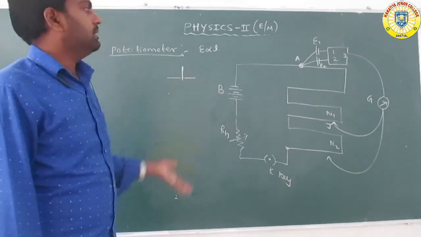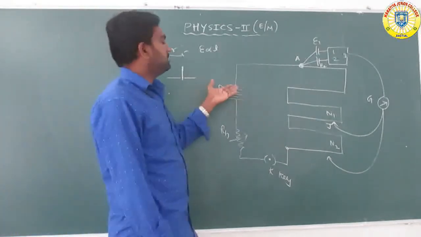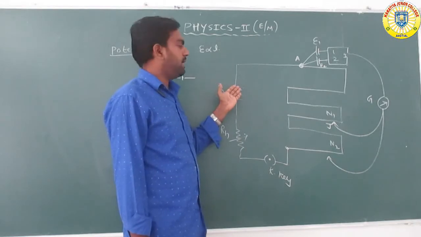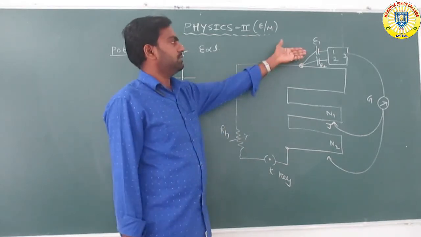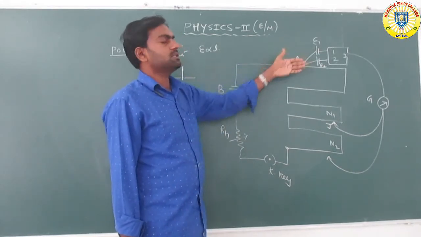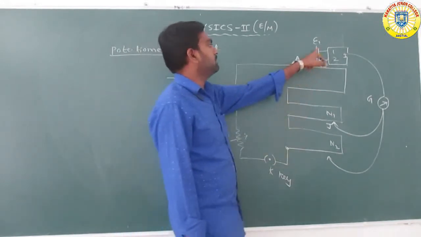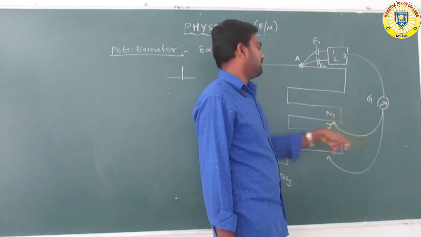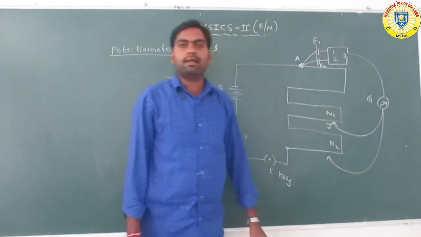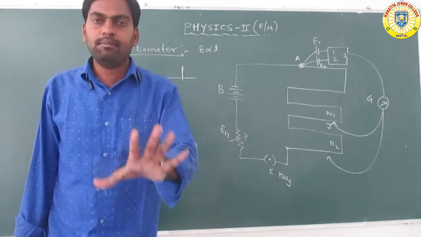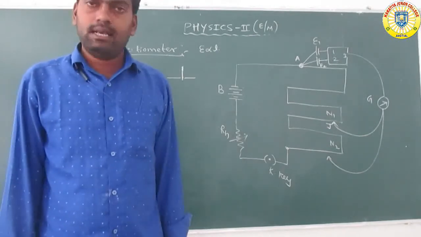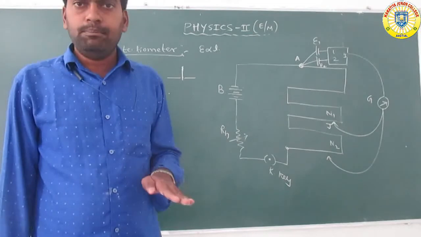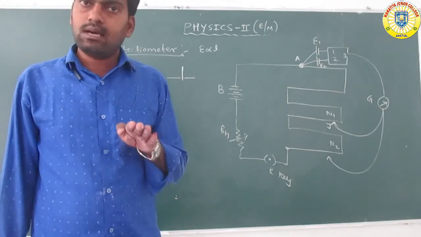Now, the primary circuit connections are taken. So the battery has a negative and a positive terminal. The positive terminals of the cells and the negative terminals of the two cells are connected to keys 1 and 2, and the third key is connected to a jockey through a galvanometer. So these are called the primary connections. Okay, all connections are set up.